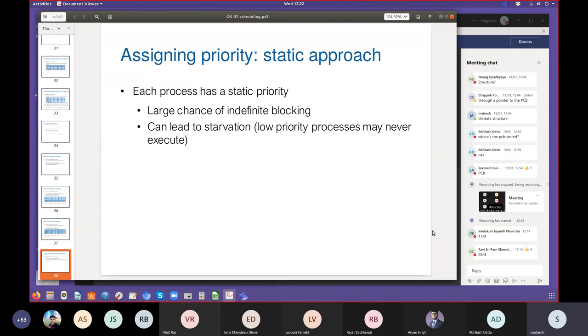Okay, but then, yeah, the answer that was given is correct. Somehow, suppose so. Two ideas. One is to make the priority dynamic. That means let it change over time. And one simple way of avoiding starvation is that if a process is waiting for a longer time, increase its priority gradually. Okay.